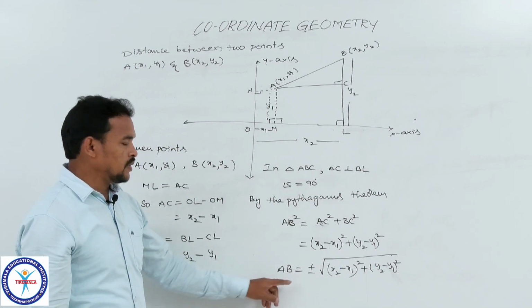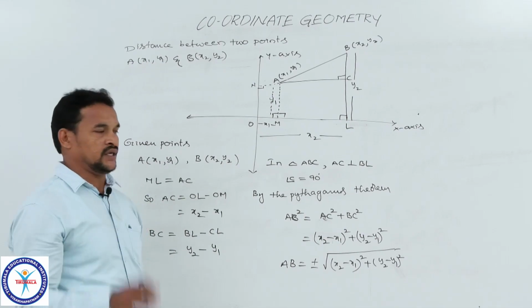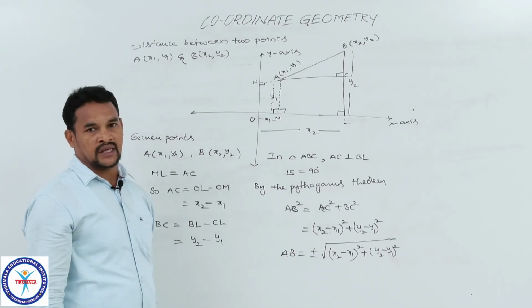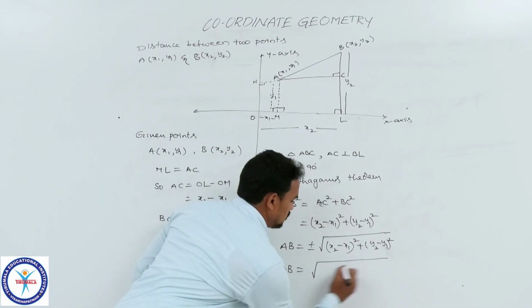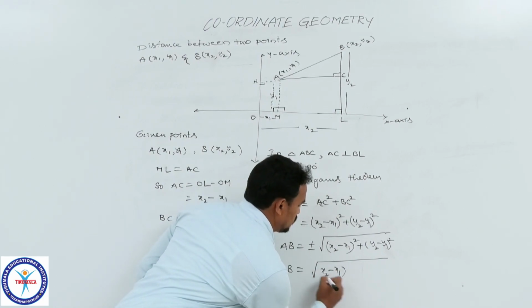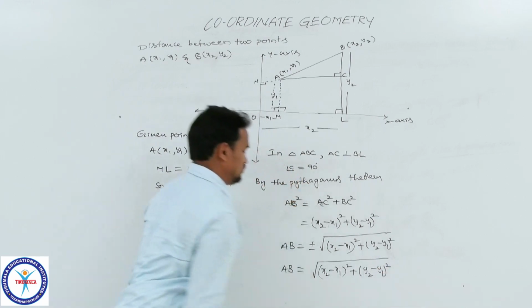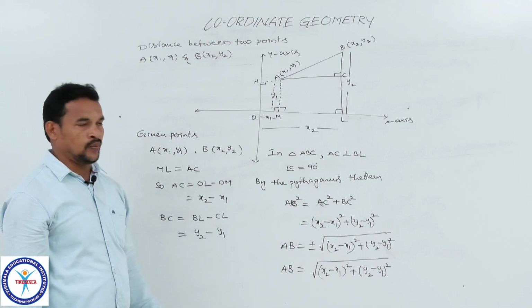Here AB means the distance from A to B. How do we know? The distance between any two points is never negative, it is always positive. So here in plus or minus, we take plus 1 and remove minus. Finally AB equals root over x2 minus x1 whole square plus y2 minus y1 whole square. So it is the formula for the distance between 2 points.